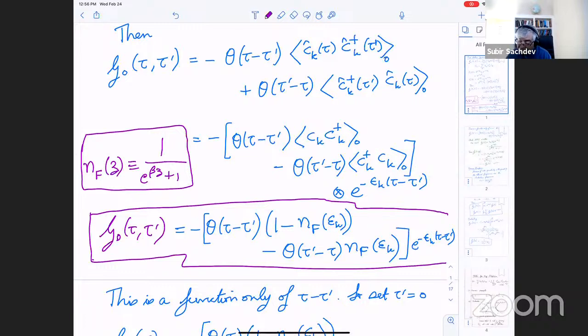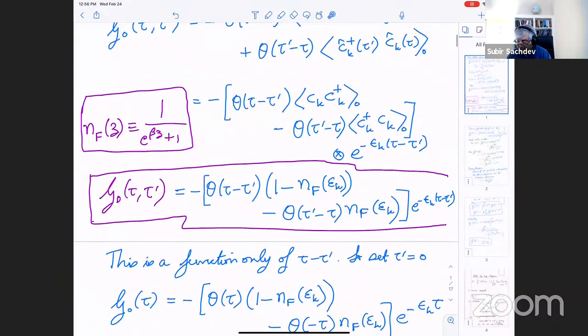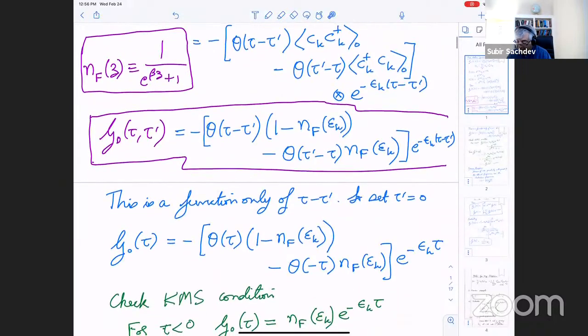So the first thing you notice, which is something I promised, is that it only depends on tau minus tau prime. I mean, there are all these theta functions, but the final answer only depends on time differences. All right, so we can just set one of the times to 0, put time tau prime equal to 0. So it's C of tau with C dagger at tau prime equals 0. That makes it a little simpler to write down.